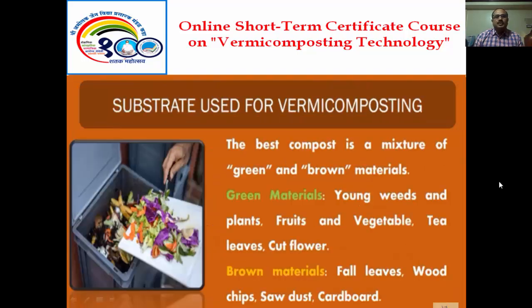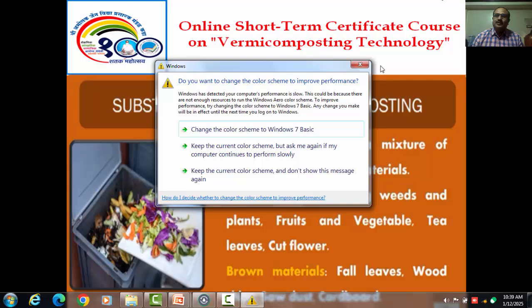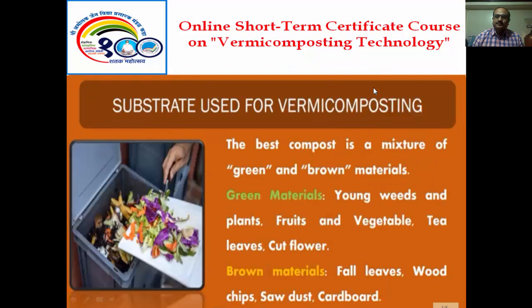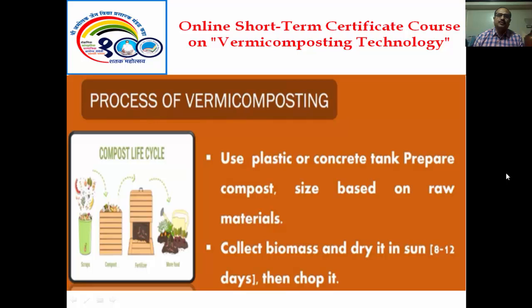The best substrate for vermicomposting is a mixture of green and brown material. The green materials are young weeds and plants, fruits and vegetables, tea leaves or cut flowers. And the brown materials are fall leaves, wood chips, sawdust and cardboard, used as substrate in vermicomposting.